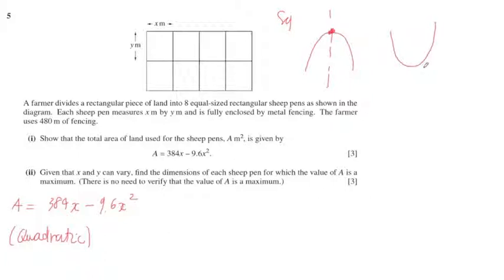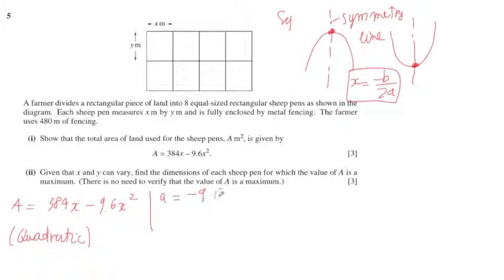We have a maximum point and a minimum point, and both of them are passed through by a symmetry line. The formula for the symmetry line is minus b divided by 2a. For this case, you can identify a of the quadratic equation as minus 9.6, b as 384, and c equal to 0 because you have no constant number here. So the symmetry line is minus b divided by 2a.